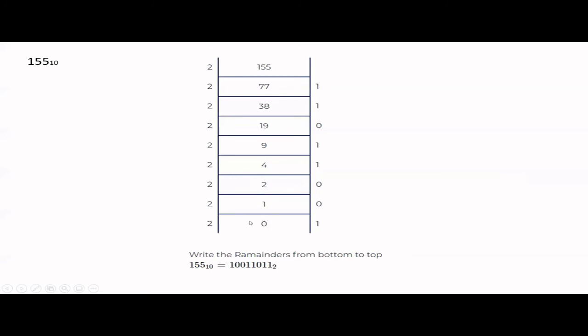So when you get 0 here, you have to stop this division, right? Then you take all the remainders and you have to write them from bottom to top. So 1 0 0 1 1 0 1 1 base 2. That is the answer. Hope you got it.